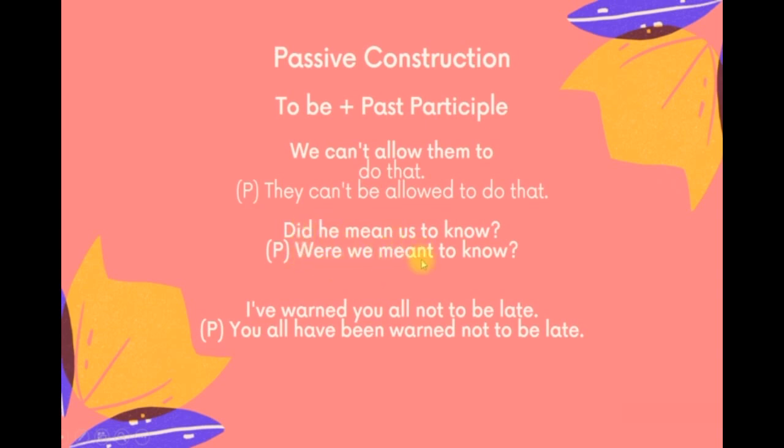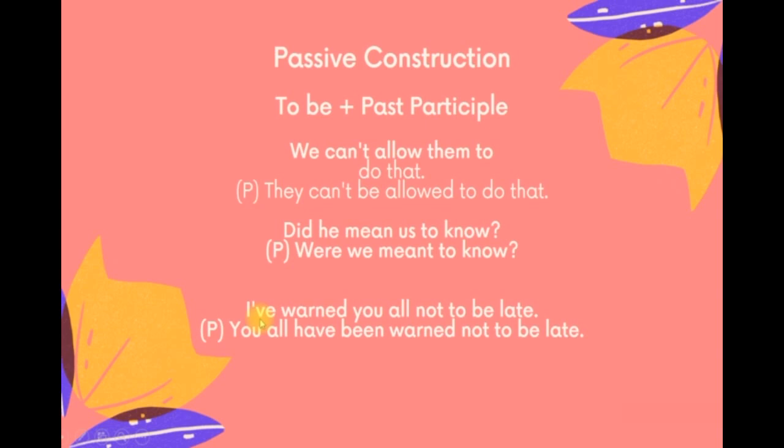Meant comes from the verb mean. In past participle, the verb mean becomes meant. And then here followed by to infinitive. So it becomes: were we meant to know?